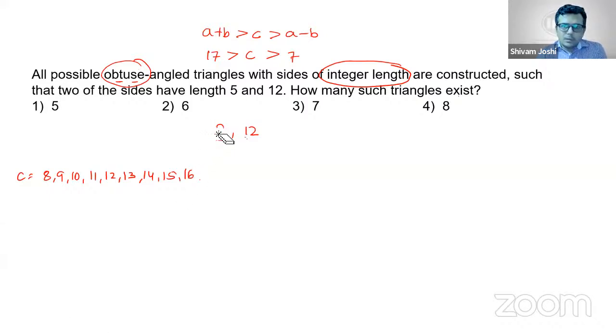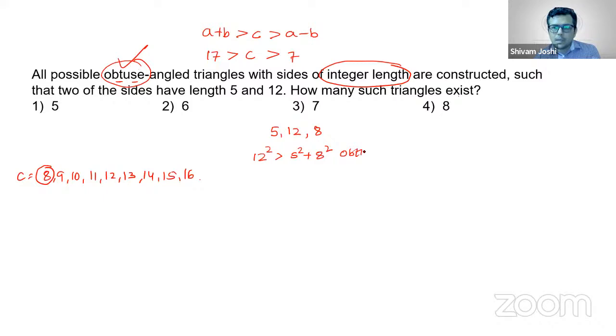Now, we are not yet done because we have to check whether the triangles we are making turn out to be obtuse angle triangles or not. We already have two of the sides, 5 and 12. Along with that, suppose we take 8 as the third side. Now, when you take 5, 12, and 8, what is your longest side? Your longest side is going to be 12. So 12 squared, you are going to compare with 5 squared plus 8 squared. Which one is greater? 12 squared is greater. So this gives me an obtuse angled triangle. Correct.